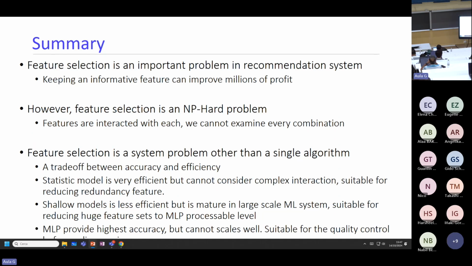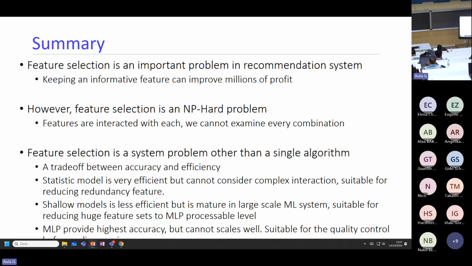And in summary, feature selection is an important problem in recommendation systems because keeping informative features can improve millions in profit. However, feature selection is an NP-hard problem because features interact with each other, and we cannot examine every combination. And the third is that feature selection is a system problem rather than a single algorithm, because it has a trade-off between accuracy and efficiency.